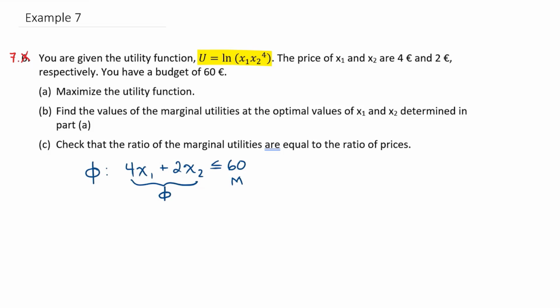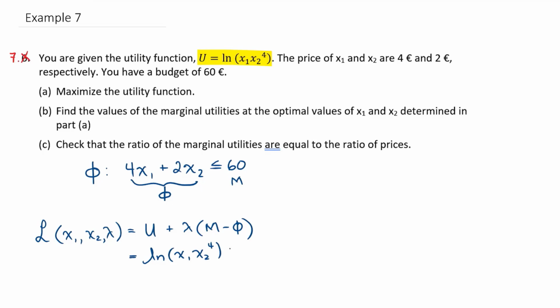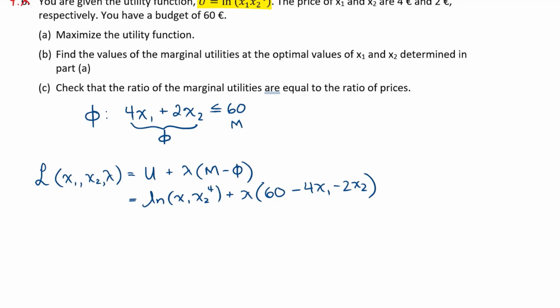So setting up our Lagrange function, x1, x2, and lambda, I'm going to have my utility plus lambda times m minus the constraint. Utility being what I'm trying to optimize. So this gives me ln of x1, x2 to the power of 4 plus lambda times my budget 60 minus 4x1 minus 2x2. So now to do the next step, I'm going to have to do derivatives.